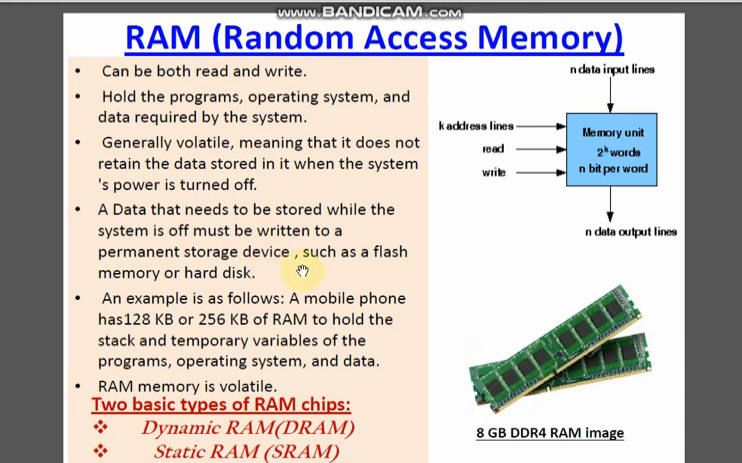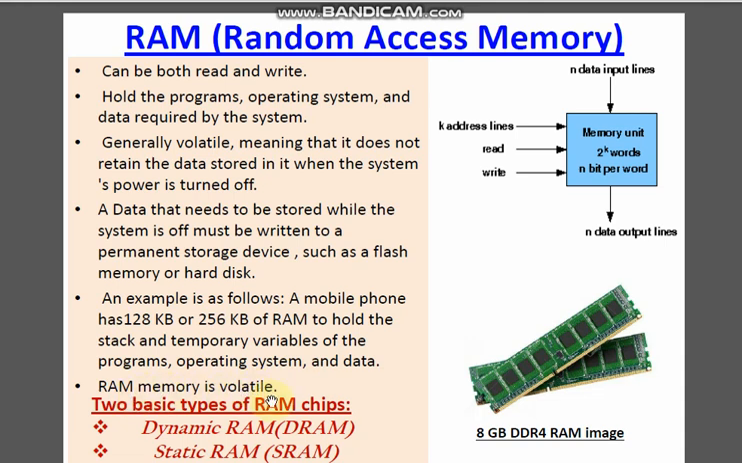Data that needs to be stored while the system is off must be written to a permanent storage device such as a flash memory or hard disk. So always keep your data saved. Whenever you are working on any data, keep your data saved somewhere so that it doesn't get deleted once the power gets off. An example is a mobile phone, which has 128 KB or 256 KB of RAM to hold the stack and temporary variables of the programs, operating system and data.